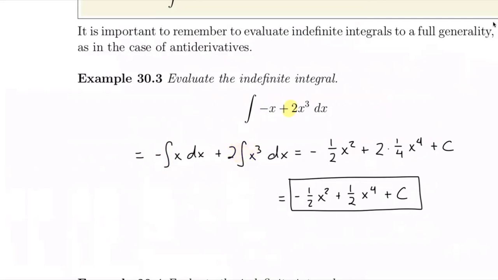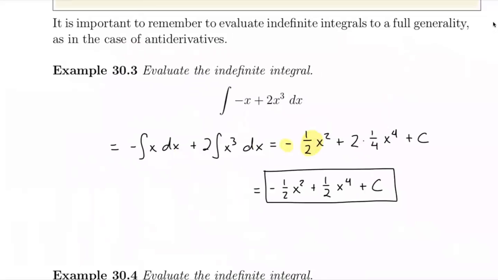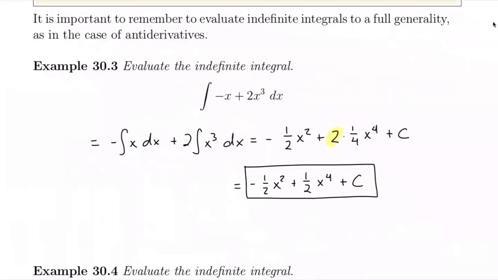And now I can very easily apply the power rule to find the antiderivative of each of these terms. So I get 1/2 x squared for the first one with a negative sign out front. Then I get 2 times 1/4 x to the 4th. X cubed's antiderivative is x to the 4th over 4, or 1/4 x to the 4th. Now, maybe a little simplification here: 2 times 1/4 is just 1/2. And my overall antiderivative is negative 1/2 x squared plus 1/2 x to the 4th plus c.